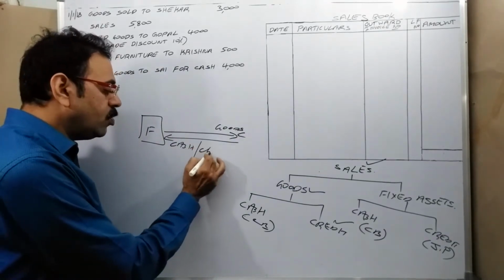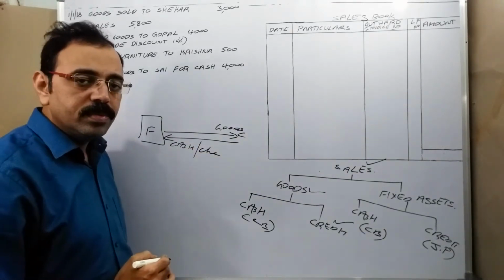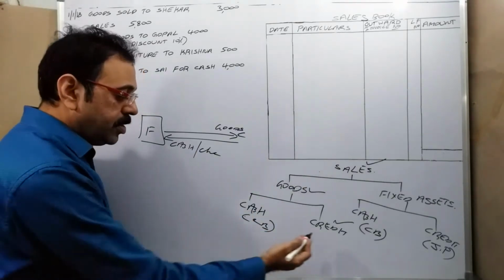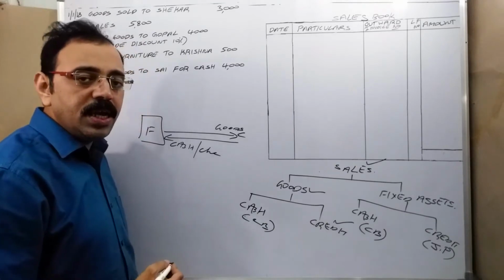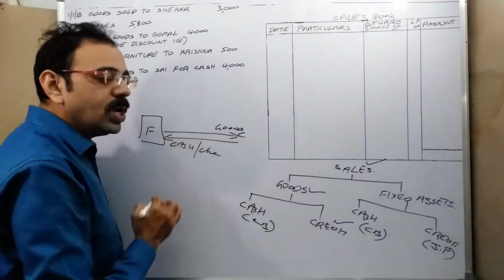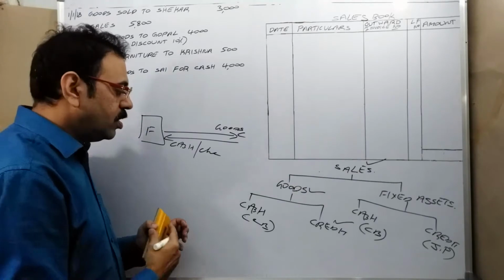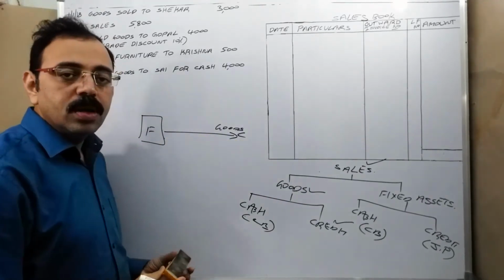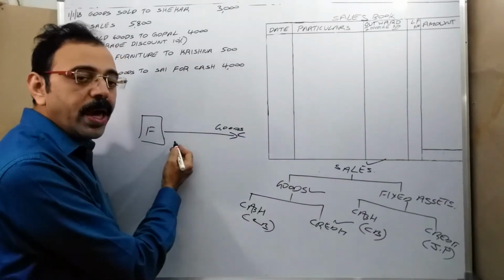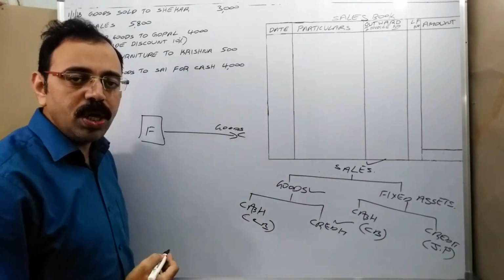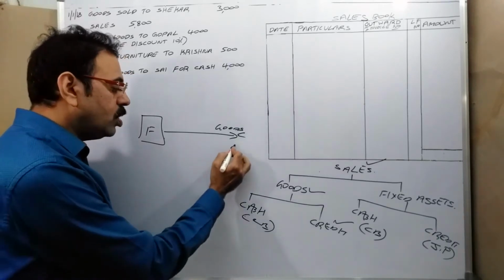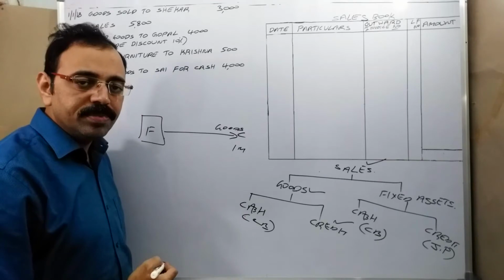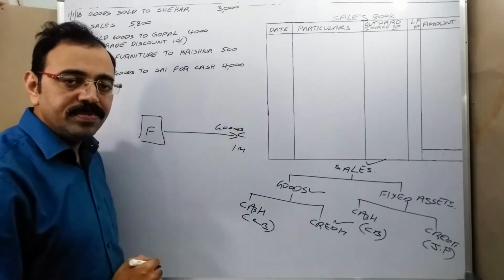Sometimes customer may give check. That also comes under cash transaction. Clear? Then what is meant by credit sale? We are selling goods to customer. Goods are going, but cash is not coming. Customer requested us to allow some credit facility to him. Customer took 1 month time. After 1 month, cash is going to come. This is called credit sale.